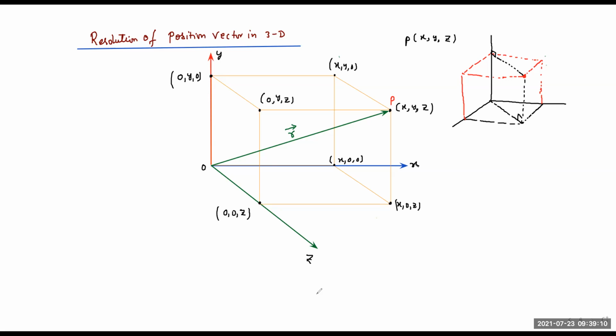Anyway, this is the position vector in three dimensions, and I want to express this in terms of x, y, and z coordinates. We'll do it very simply.